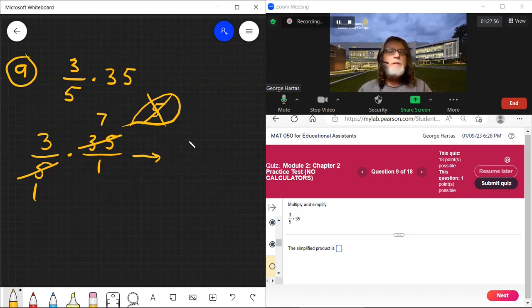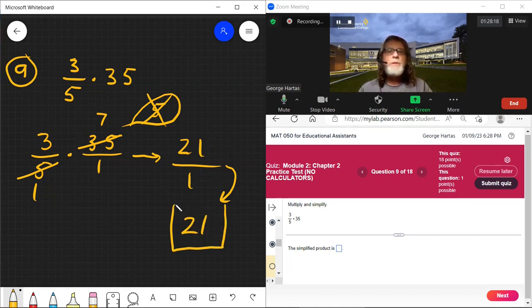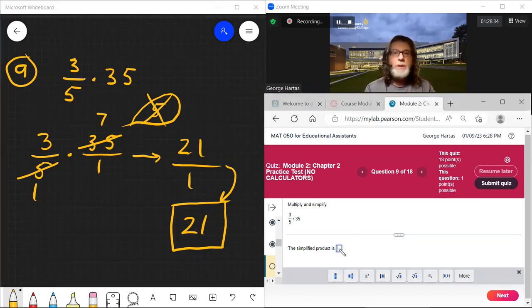3 times 7 is 21. 1 times 1 is 1. Now, whenever you have a 1 in the denominator of an answer, don't leave it there, because remember, this could be reduced. 21 divided by 1 is 21. So 21 is our answer. The reason we put a 1 underneath the 35 here was to multiply and make it easier for us. But for the answer, don't leave a 1 underneath. Just get rid of it and use the numerator as your answer. So our answer is 21.